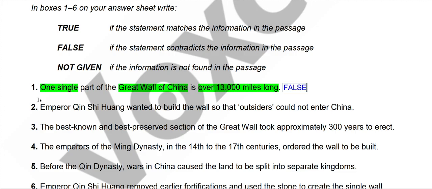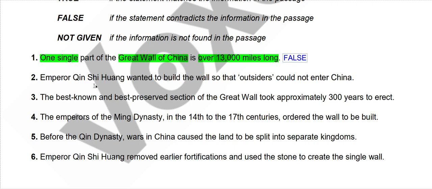Moving on to the second question. Emperor Qin Shi Huang wanted to build a wall so that outsiders could not enter China. This is the name of the person, so we will say it is sort of a keyword. This person wanted to build the wall so that the outsiders, meaning people who do not live there, who are not natives to China, could not enter China.